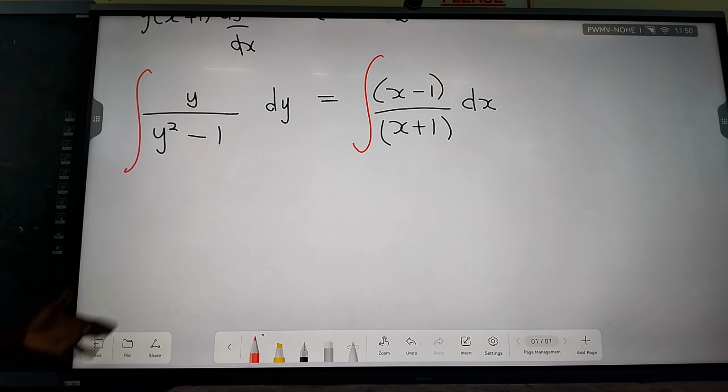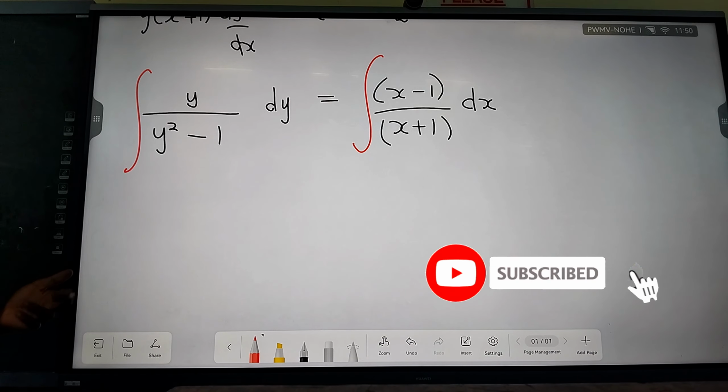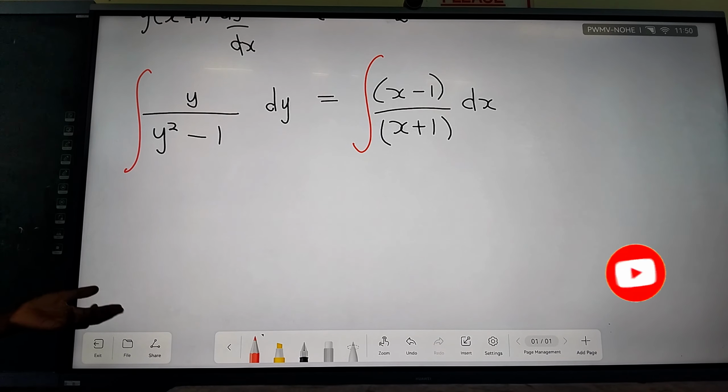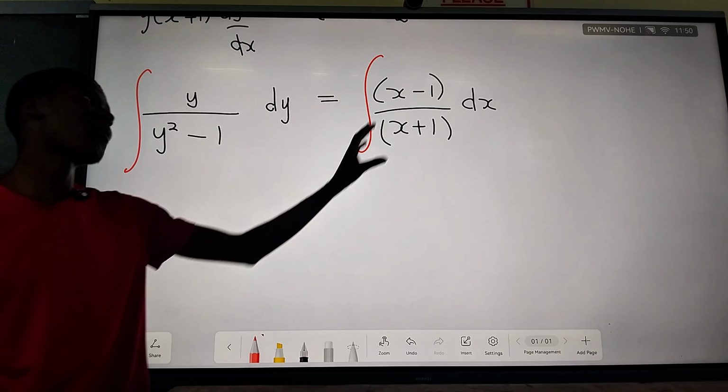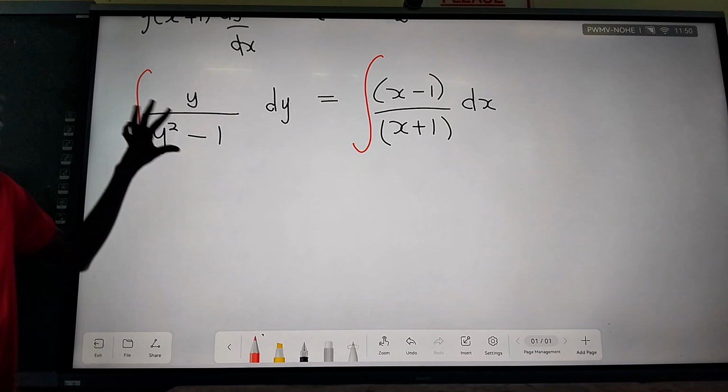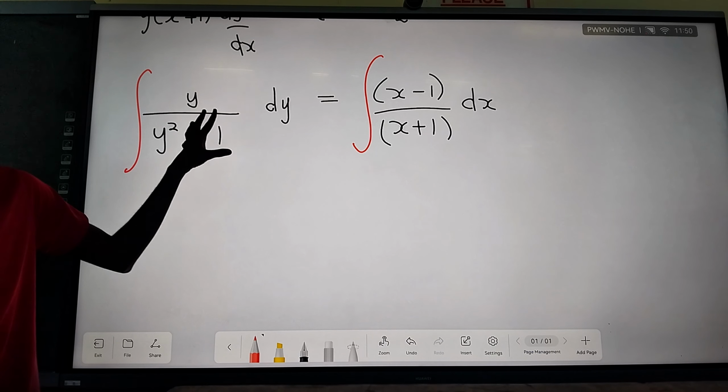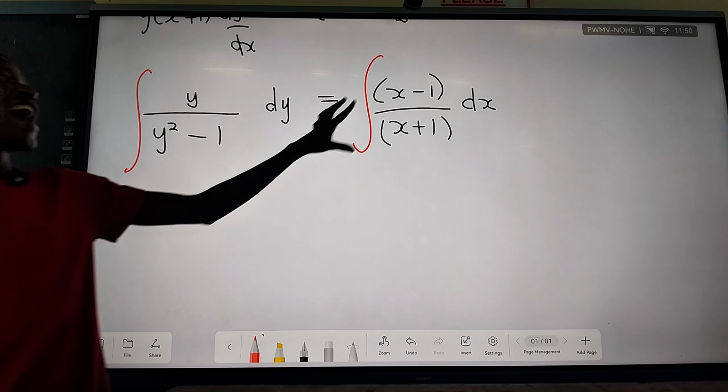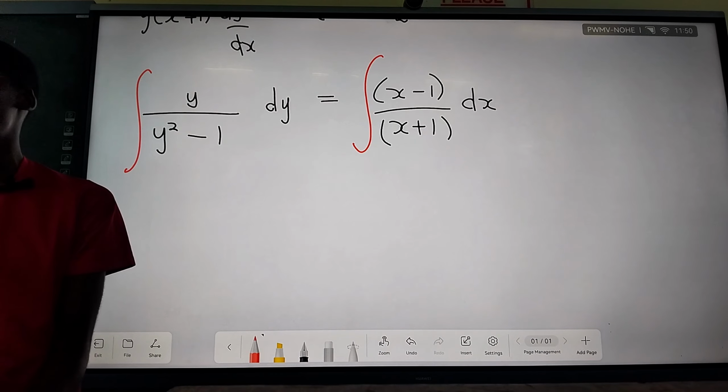But the problem is, are you going to be able to integrate it? If you'll be able to integrate it, good for you. If not... This one I can see substitution is quicker here. Are you going to be able to integrate x minus 1 over x plus 1?